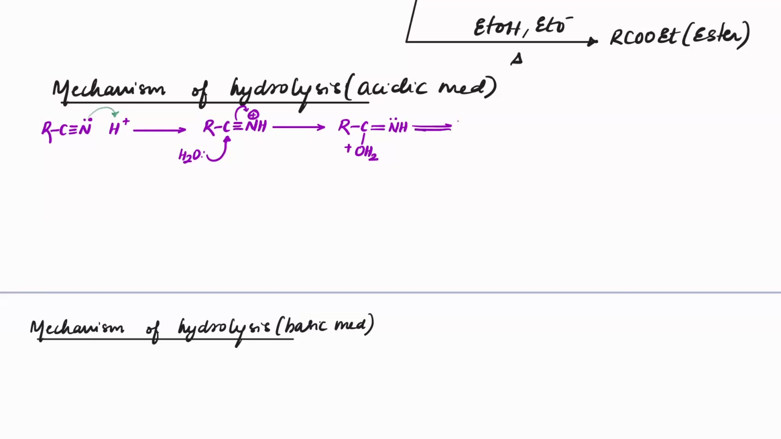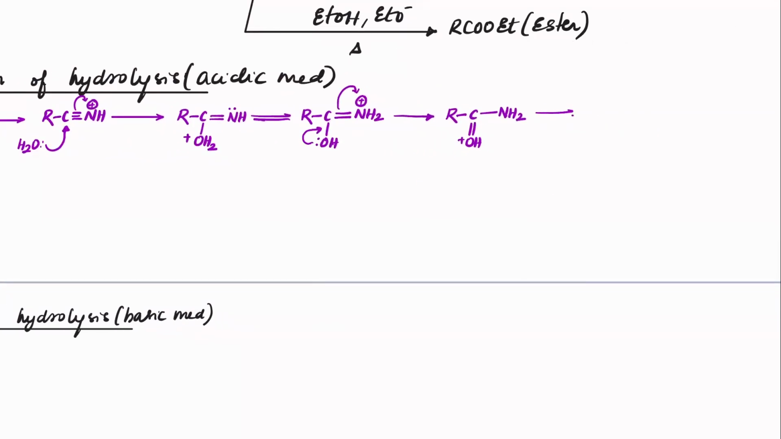That proton transfer will happen towards nitrogen, making it into NH2 plus. As it becomes NH2 plus, the lone pair will again push and electrons will migrate towards nitrogen, converting that into C double bond O plus and NH2.